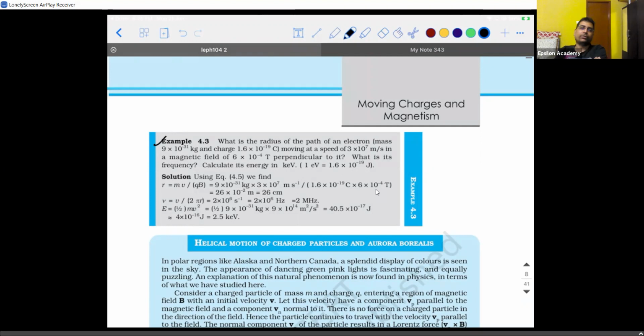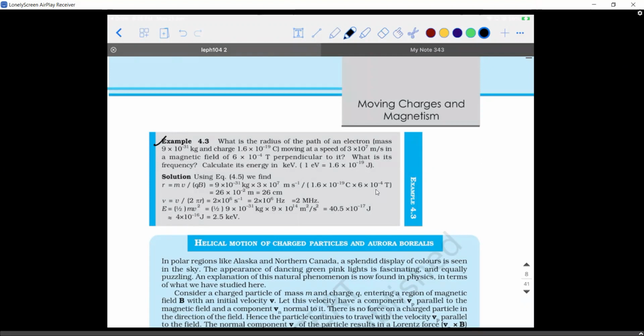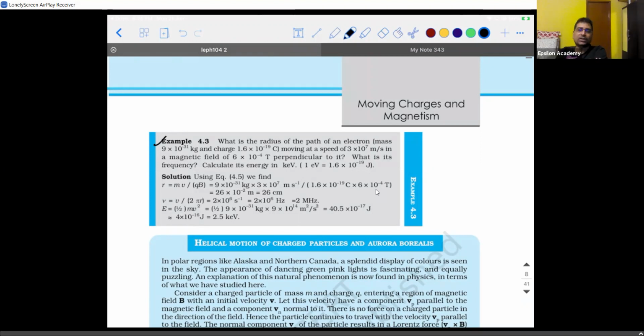So what is the formula for frequency, guys? Just now I taught. qB by 2 pi m, sir. That's right. qB divided by 2 pi m, where q is the charge of the particle, B is the magnetic field in which the particle is moving, 2 pi is a constant, and what does m stand for? The mass of the particle. Take all those values and substitute, that is going to give you the frequency. Okay, write down the expression on your own.